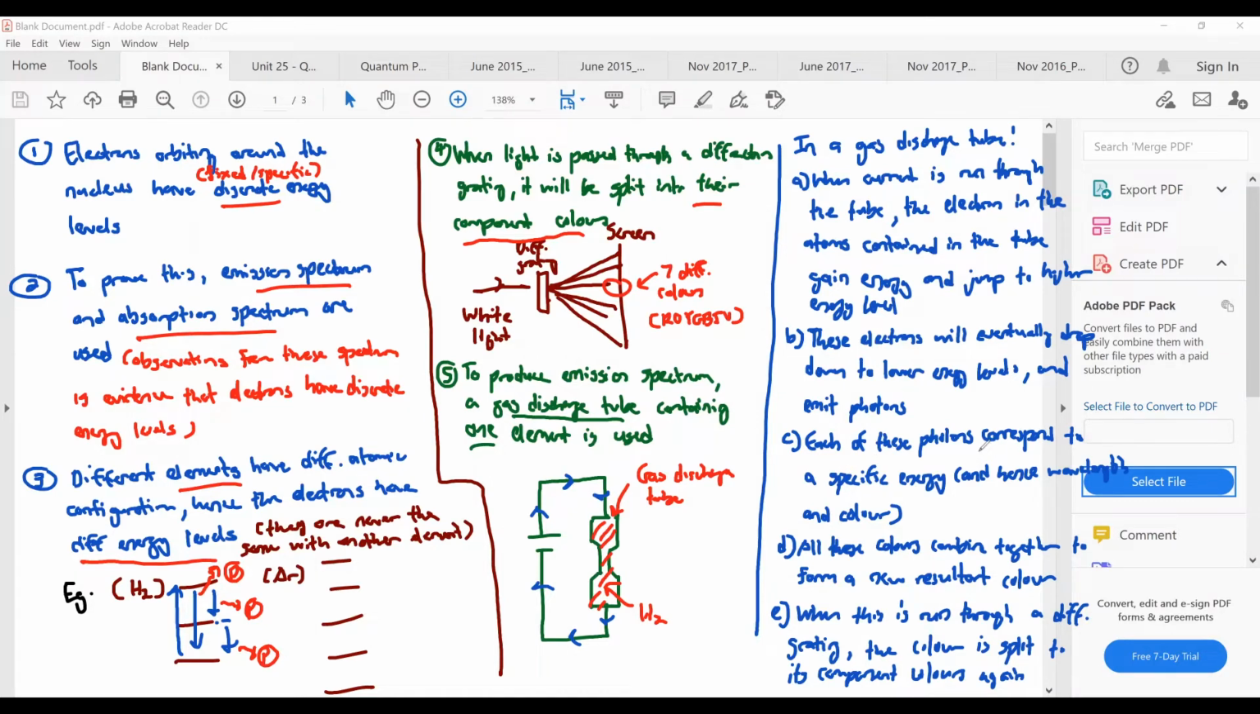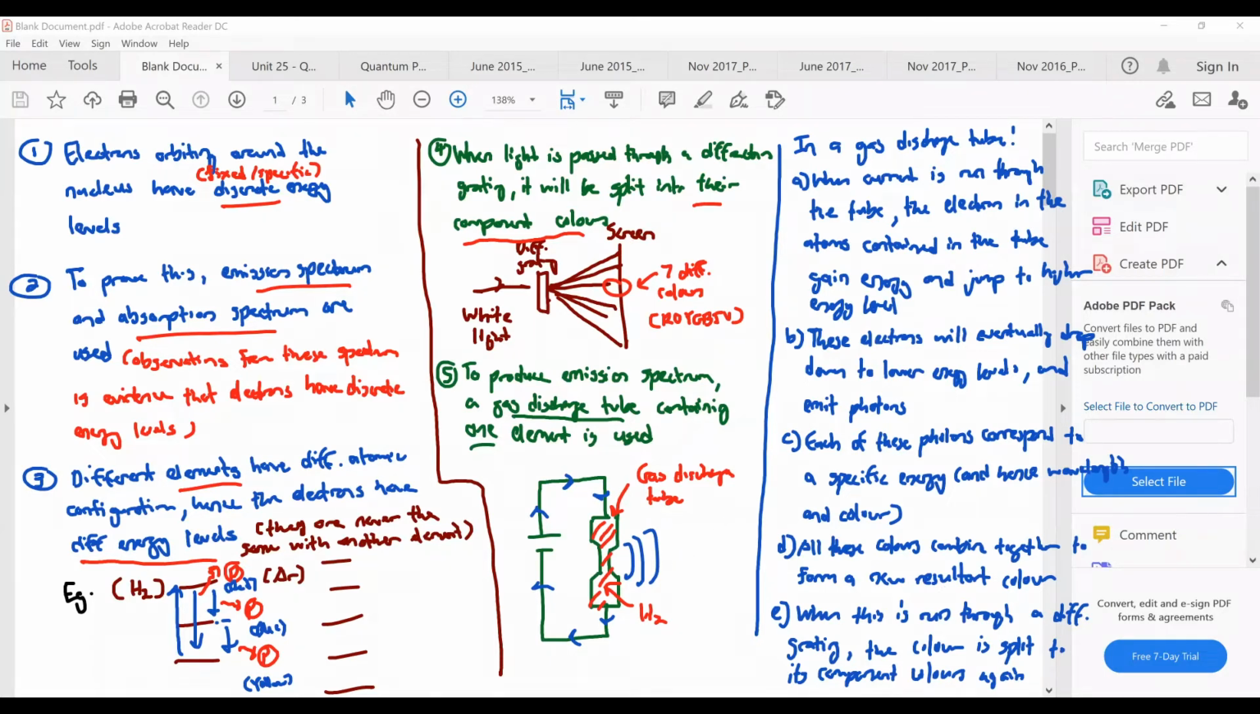When your electrons drop to a lower energy level, they will emit photons. Those photons correspond to specific energy, hence specific wavelength and specific color. So these all will combine together to form a new resultant color. Because all your photons that get re-emitted are emitted at exactly the same spot, although maybe I can say that this one is red, this one is blue, or this one is yellow, they all combine together. They will give you a new color from the gas discharge tube. The photons here are light of a certain color, certain wavelength, certain energy, but because they're all emitted at the same spot, they combine to give you a new resultant color.